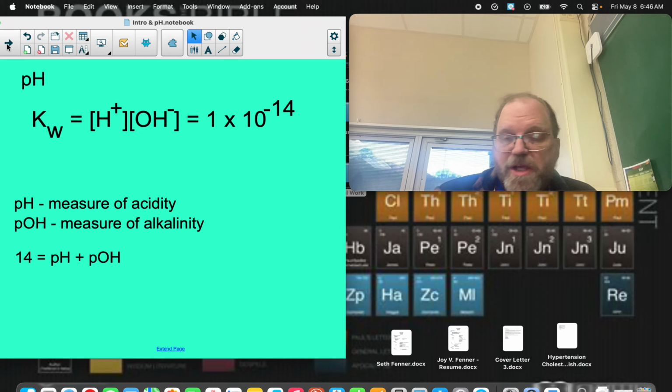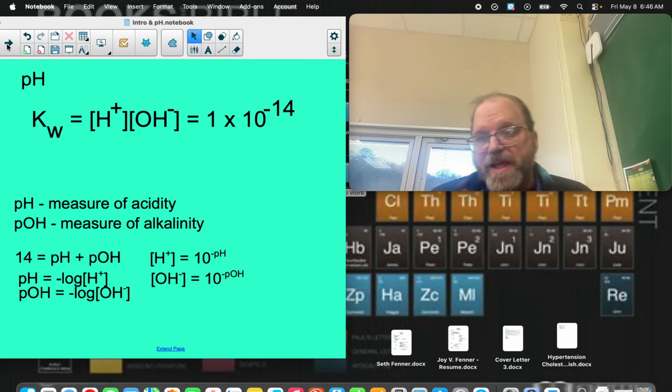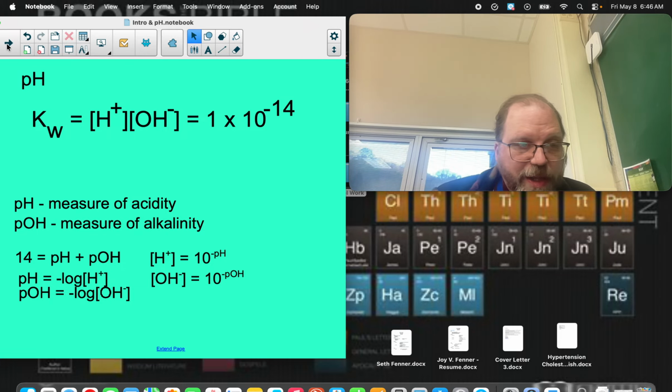All right, so additional equations we should use for these. We talked about this last year. pH is equal to negative log of hydrogen ion concentration. pOH is negative log of hydroxide ion concentration. Hydrogen ion is 10 to the minus pH, and hydroxide ion is 10 to the minus pOH. Again, we talked about this last year, so go back and look. So these 5 equations right here are what we need to solve for pH. We're going to do 2 of these. So let's do the first one.